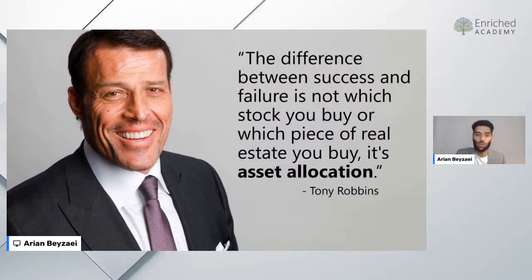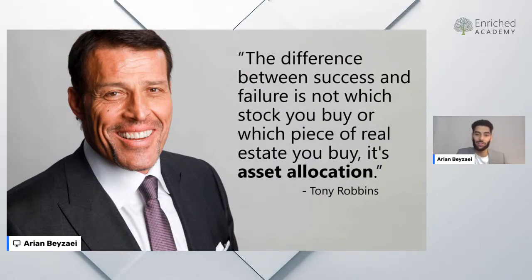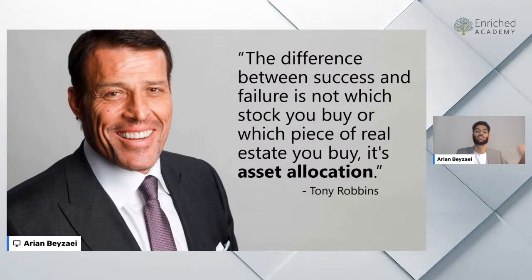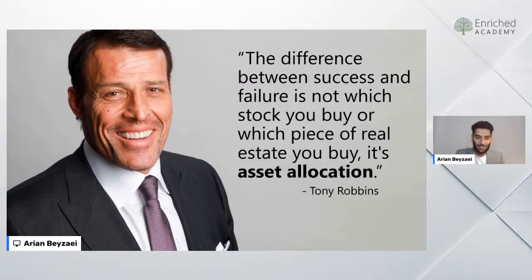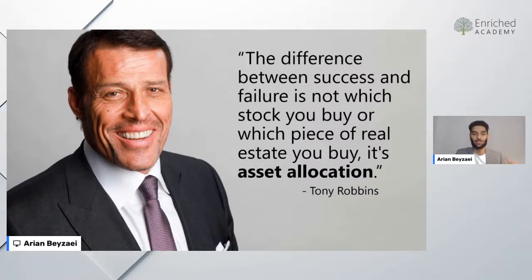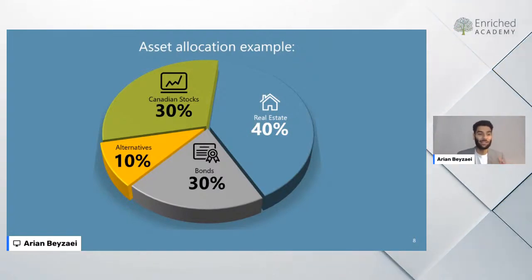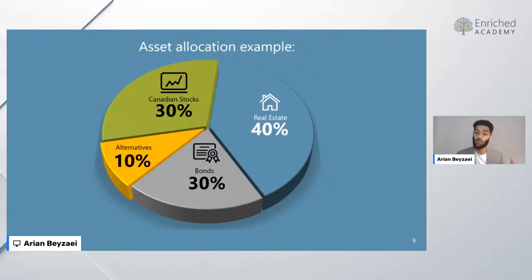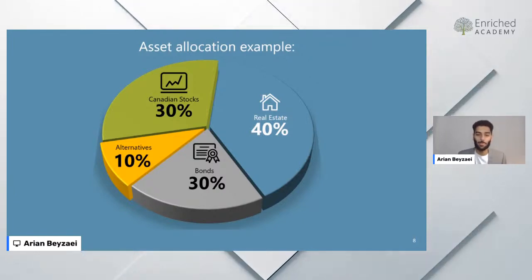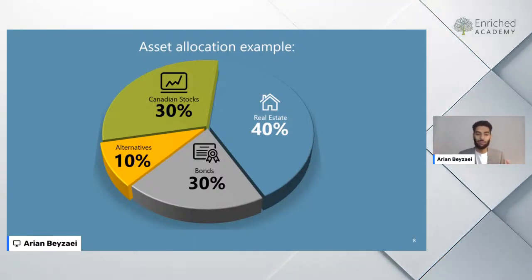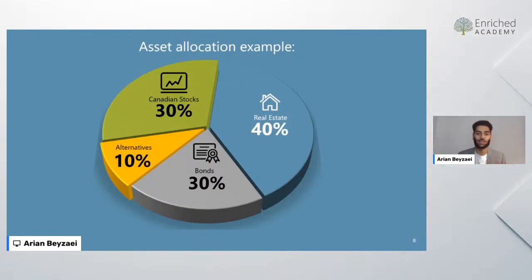And Tony Robbins, he's got a great quote. He says, the difference between success and failure is not which stock you buy or which piece of real estate you buy. It's your asset allocation. And Tony Robbins interviewed 50 of the world's top investors, and this is one of his biggest insights. So here's an example. You can have your money and it could be divided like this: 40% in real estate, 30% in Canadian stocks, 10% in alternative investments like Bitcoin or cryptocurrency, 30% in bonds. So you could see your money is divided into different types of asset classes.